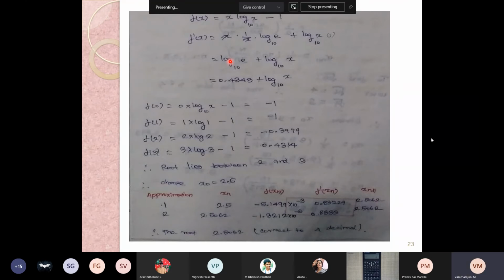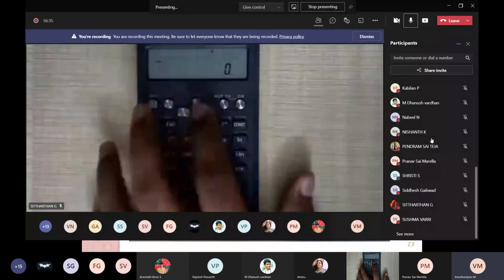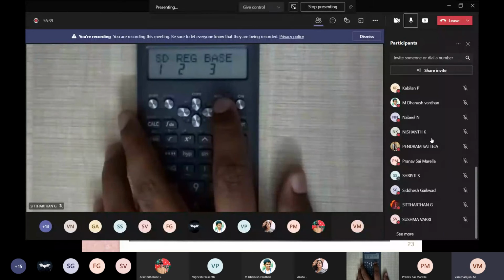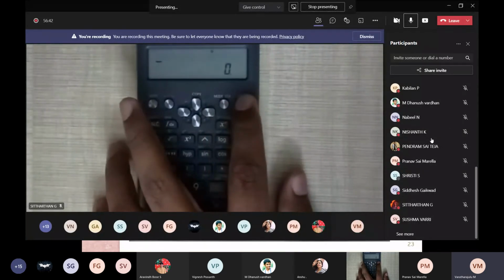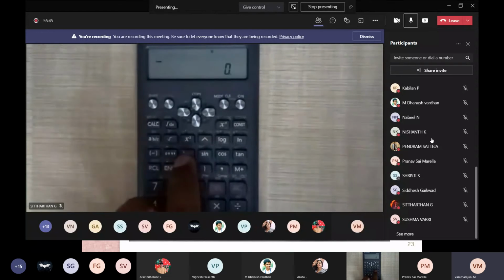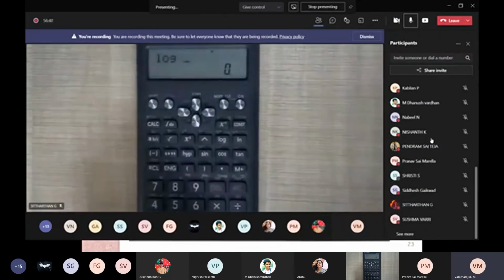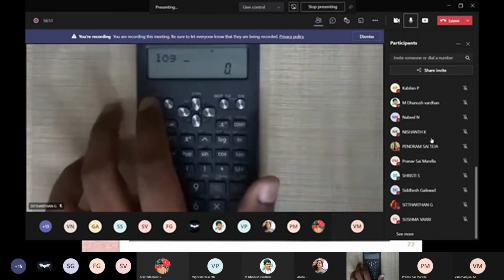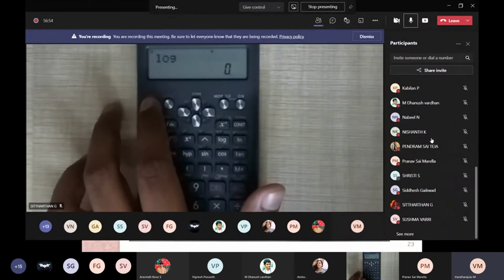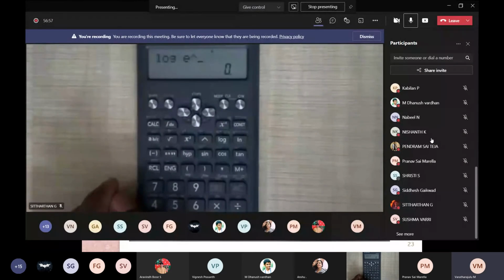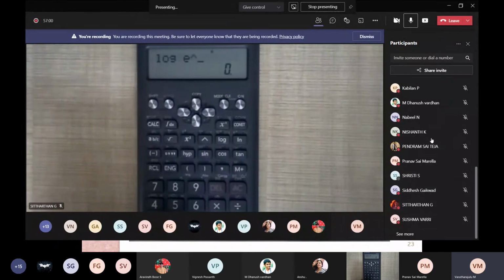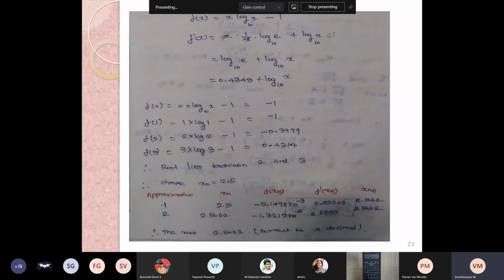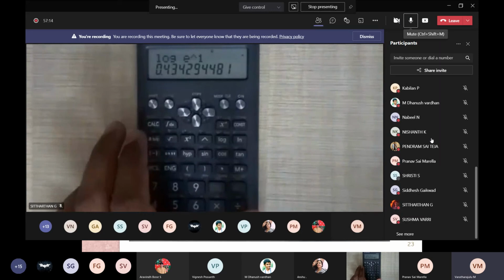Now, Siddharthan, you click log. Don't go to mode, no. Give AC. Yes, log. Give shift and then ln. You need to apply 1. Give equal to. This is what log base e is. Stop sharing your screen.